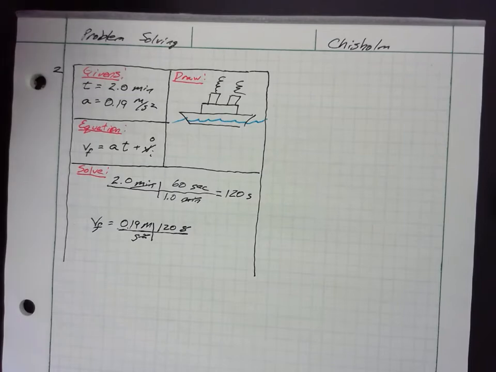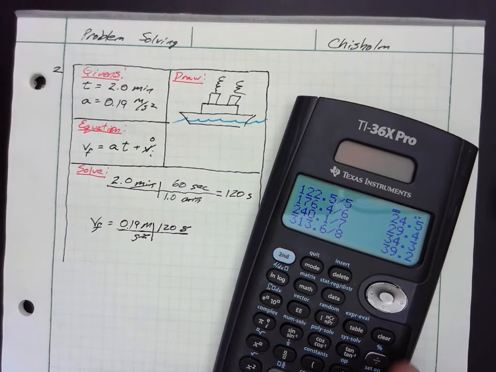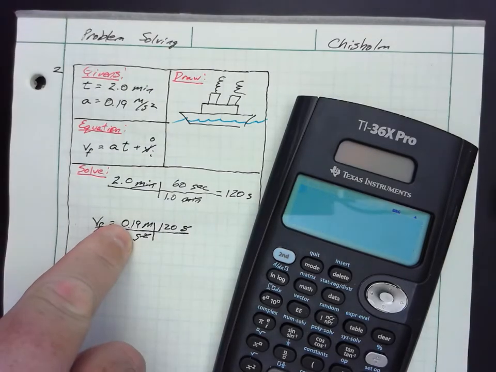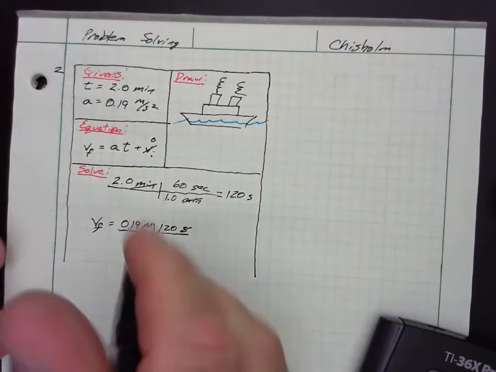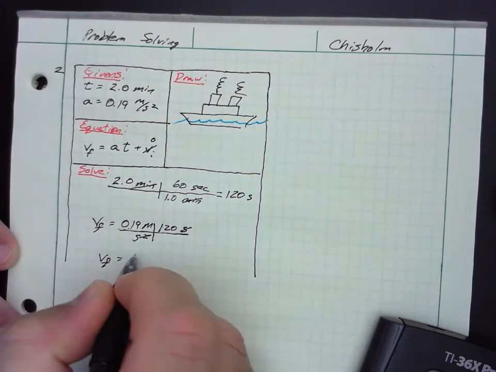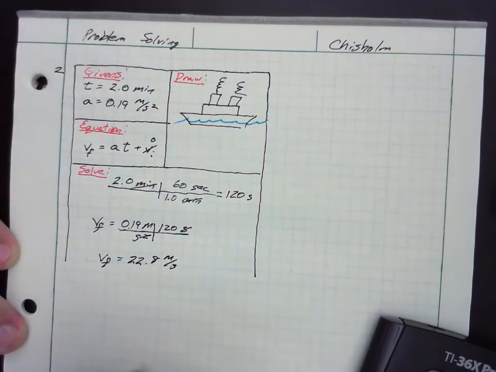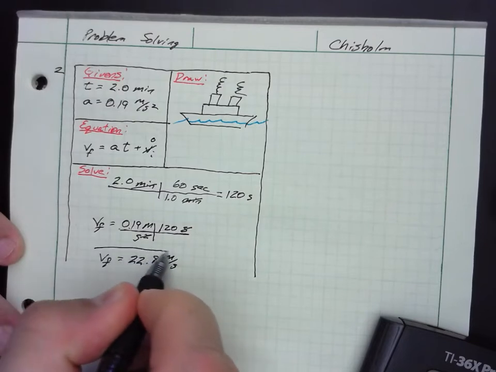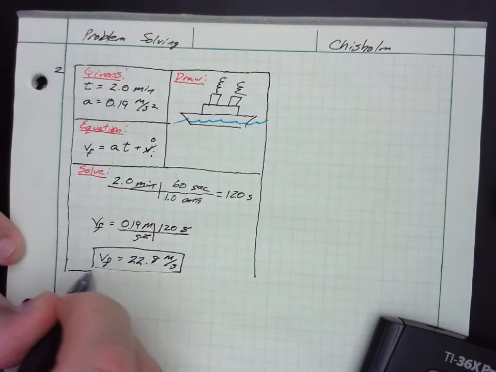Now I take out my handy dandy calculator, and I am going to take 0.19 and multiply it by 120. Okay, so 0.19 times 120, and I get 22.8. So then my answer here is velocity final equals 22.8 meters per second. And then I am going to put a box around it because this indicates what my answer is. Then finish your other box.